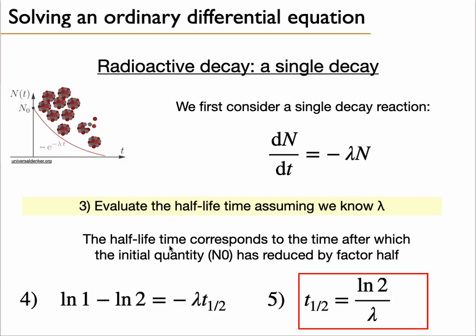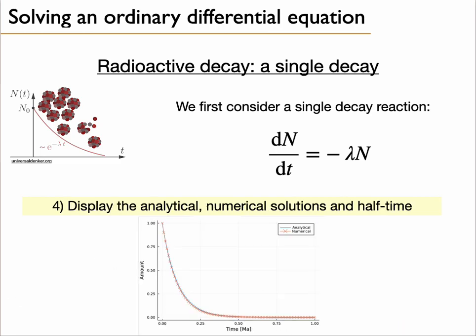And then log of 1/2 is log of 1 minus log of 2. And this is equal to minus lambda t1/2. Then it's easy to solve for t1/2. It's simply log of 2 divided by lambda. So we have now a mathematical definition for the half-time.